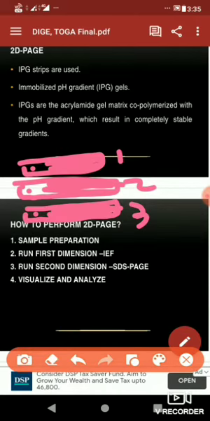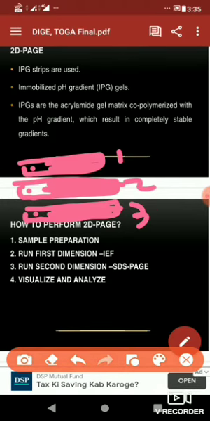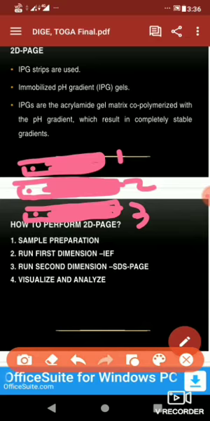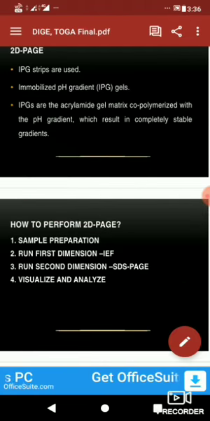Imagine, like you have already prepared silica gel. Silica gel, you prepare it on a glass slide. Similarly, here on a plastic, a thin layer of gel solution is poured, and the gel solution is poured in such a way that it forms a pH gradient. This pH gradient is what helps us in separating the protein based on the isoelectric point.